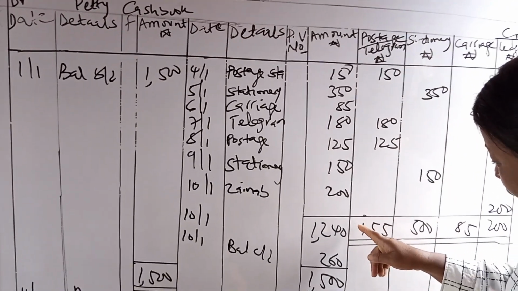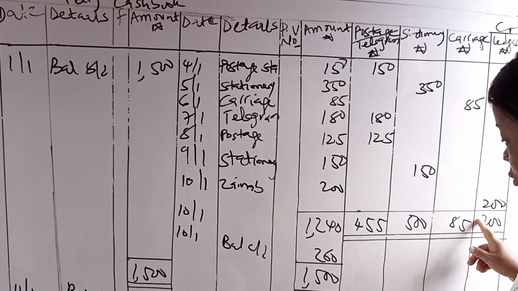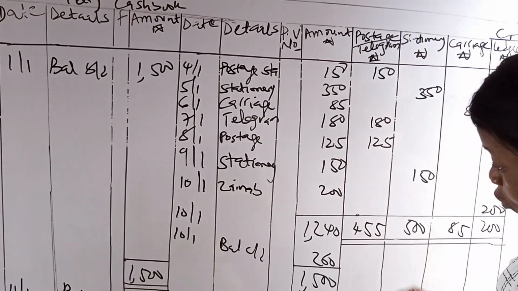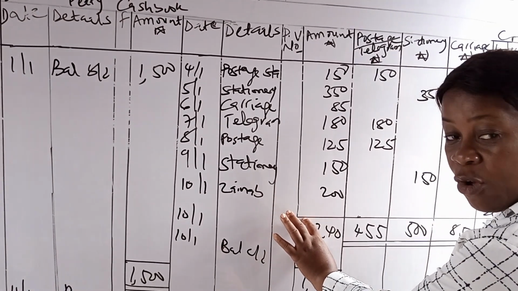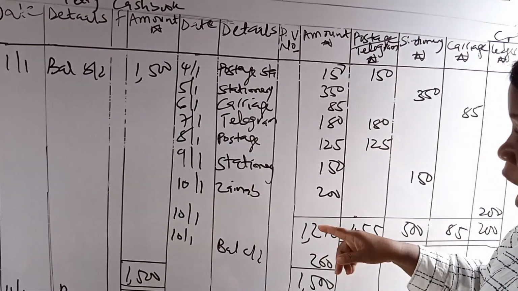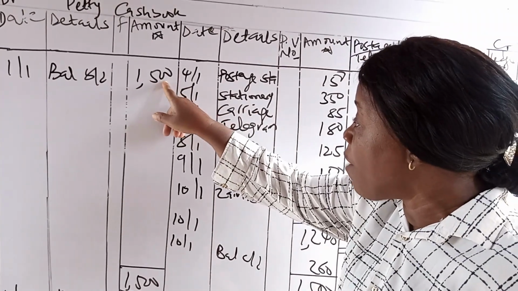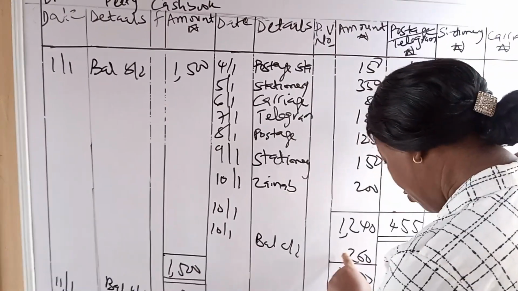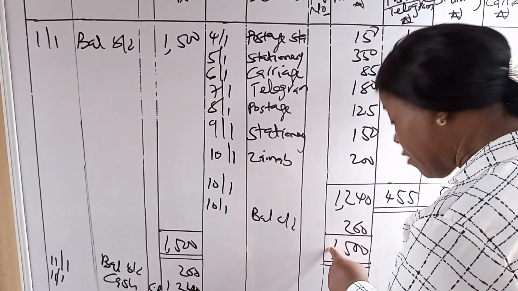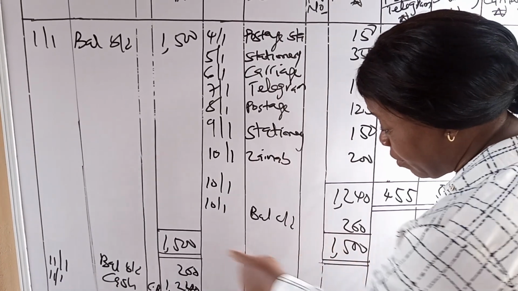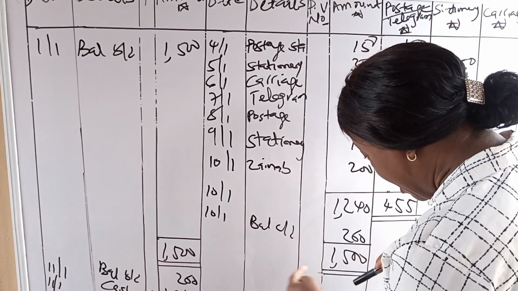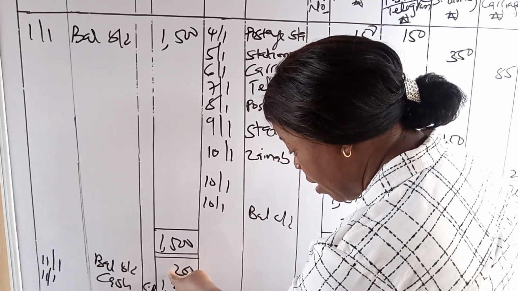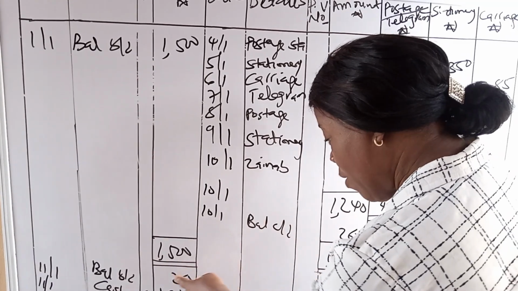So when you get to this stage, close up all the analytical columns. Then it's worthy of note that when we add all the analytical columns together, it must give us the same amount of money as the total in this amount column. So the total amount spent was 1,240. The balance remaining after subtracting 1,240 from 1,500 was 260 naira, which when we add to 1,240 will give us back the petty cash float of 1,500, which we are going to write on the same line and total it up. Then the first thing we are writing under the total column is the balance of 260 naira we are to bring down.